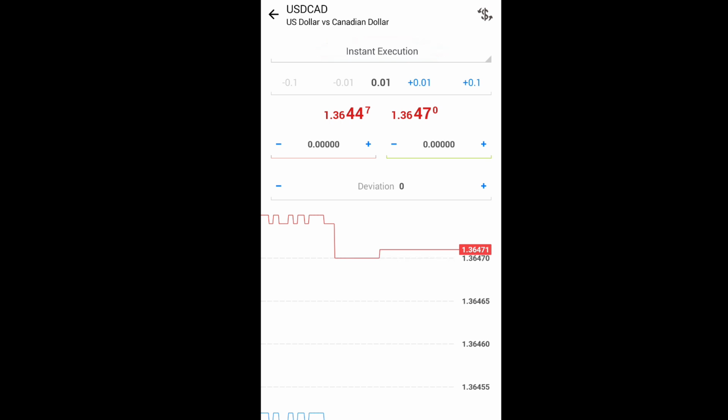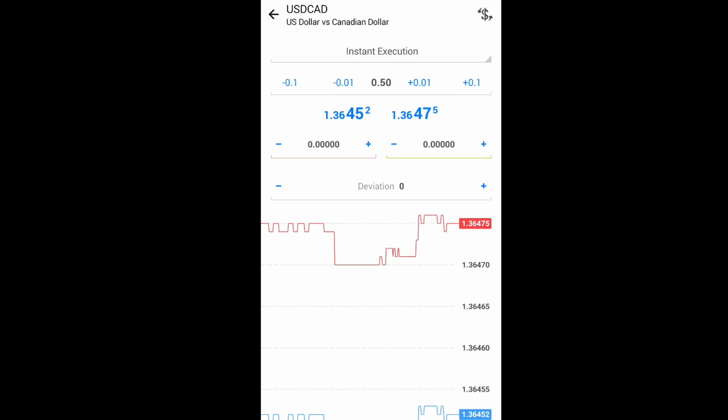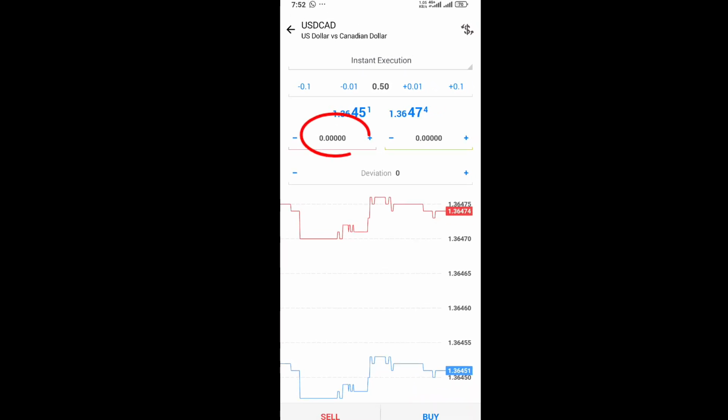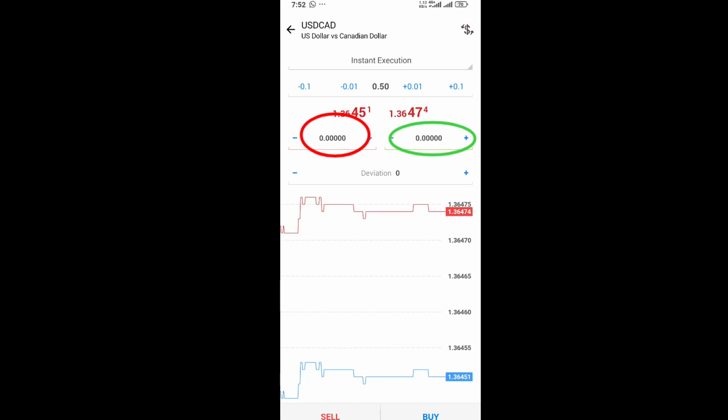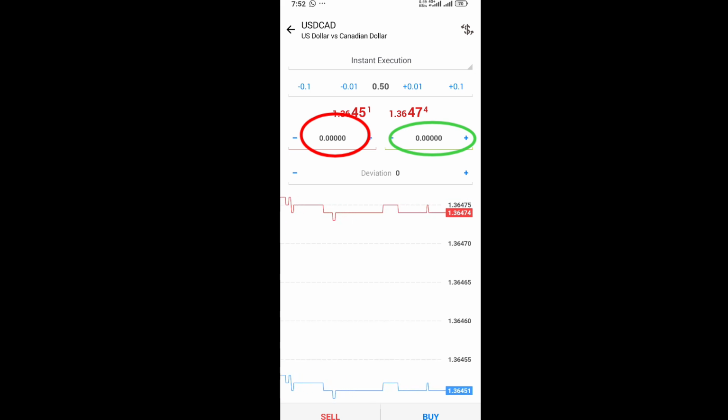Then the next one is your lot size. So I will set my lot size. Let's say I want to trade 0.5, which is half a standard lot. Then instead of placing my stop loss and my take profit right now, I want to sell, so that later I will show you how to modify the order. So that is exactly why I am not putting the stop loss and the take profit instantly. But it's always good for you to place your stop loss and your take profit while placing your trade. But just for the purpose of this video, because I want to show you how to modify the trade when it is already on, that is why I will be leaving the stop loss and the take profit open.